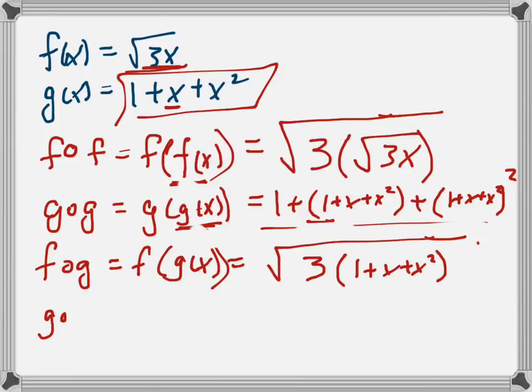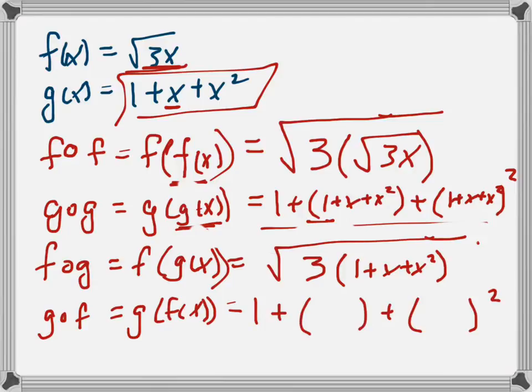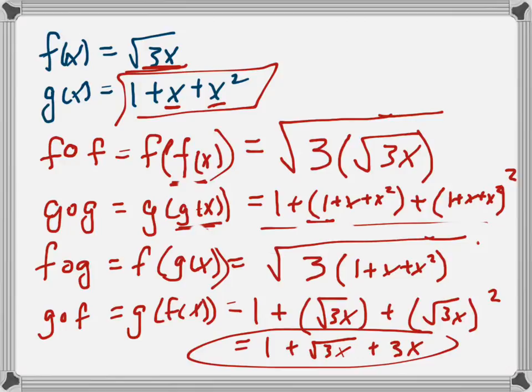g of f of x is g, leave a space, anywhere I see the x, I left a space, and I plug in f of x into there. Now this can simplify pretty easily, so I'll do it. This is plus the square root of 3x plus 3x. And that's your answer for that one. So that's how you do composition of functions.